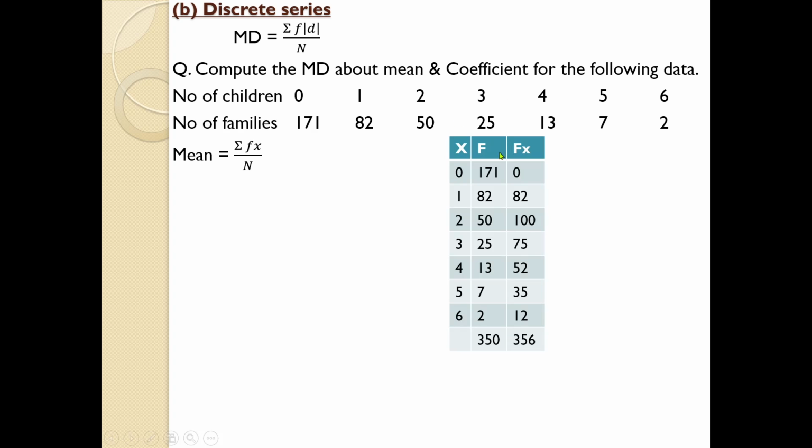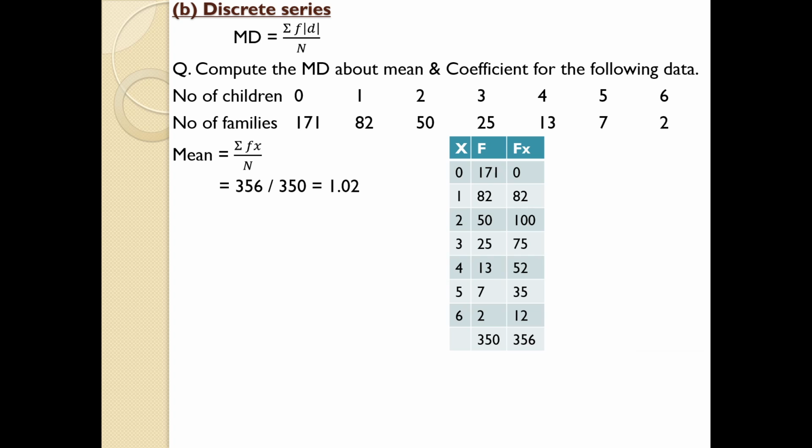And the table is like this. Here x is given in the question, f is also given. Since the computation of mean in case of a discrete series is known to everyone, first of all you need to find fx. fx means f into x. If you multiply these two columns, you will get fx. Take the total of frequency as well as fx, and next find the mean. So you have found that the mean value is 1.02.